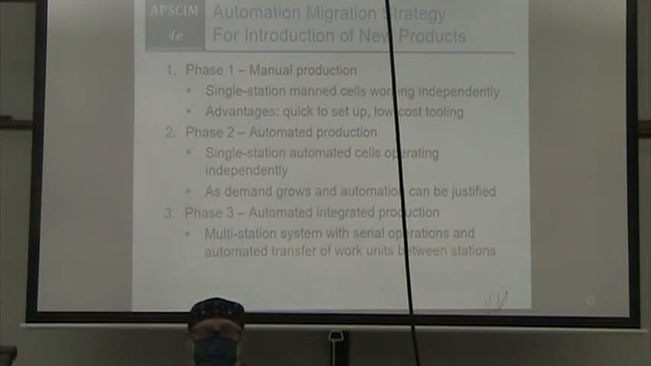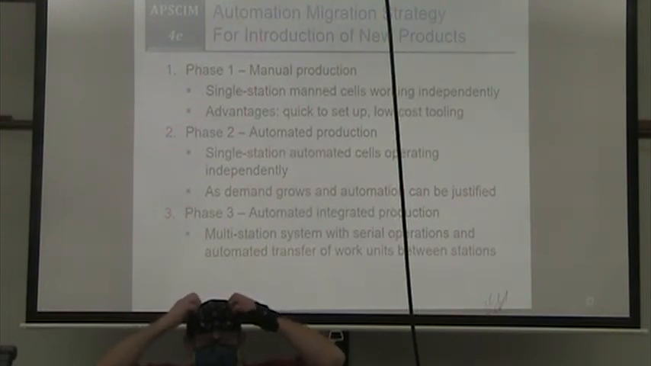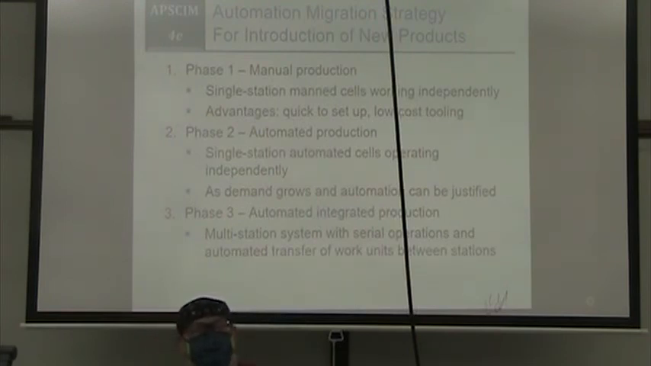So, our automation migration strategy means that when we're first making a new product, we're going to make it mostly by manual production. There may be some parts where we have to go ahead and automate immediately, but we're going to mostly build the product manually as we work the kinks out of the process, right?